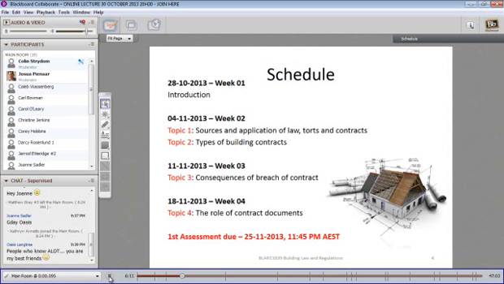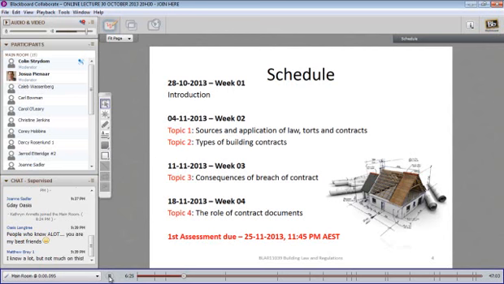So from there on, we'll look at a bit of design and construct, or D&C as it's probably more known on the street, where the contractor provides the design and the building works to the client. We'll have a look at that.